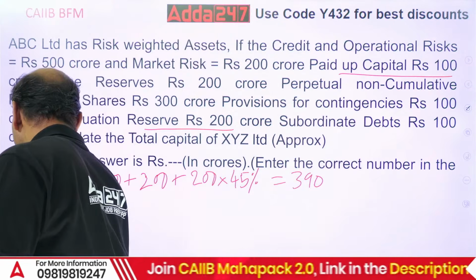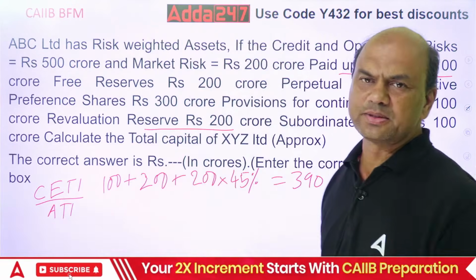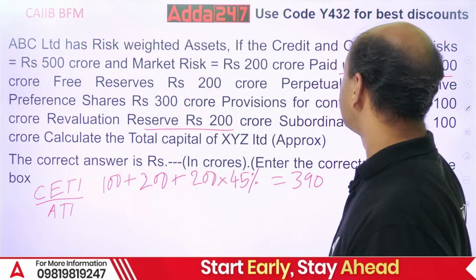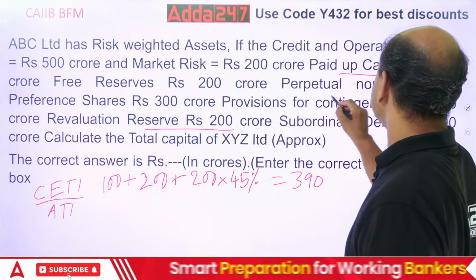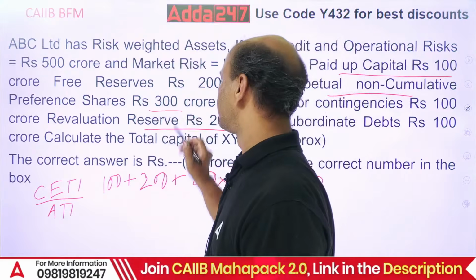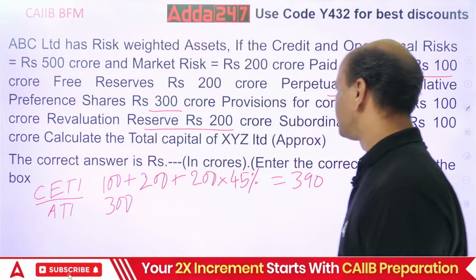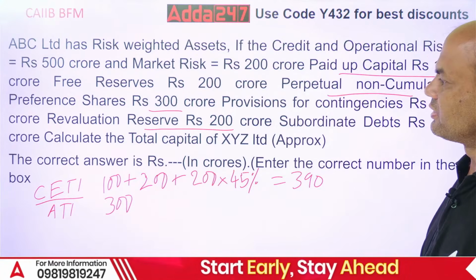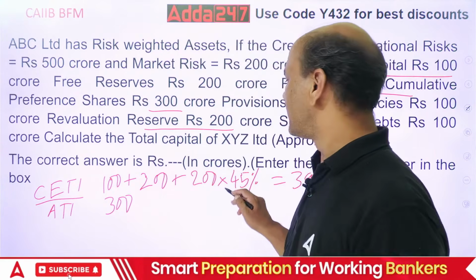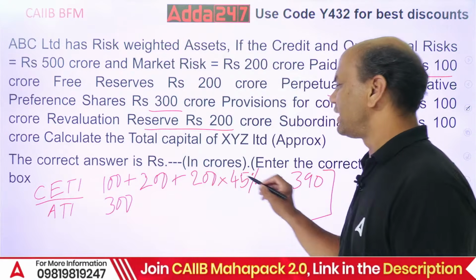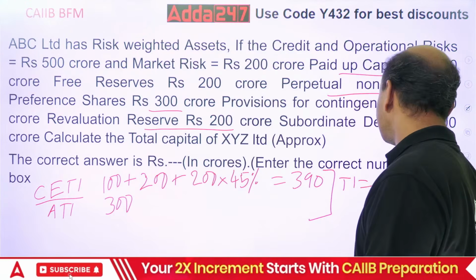Now find out AT1, additional Tier 1. AT1 will include what? PNCP and IPDI, perpetual non-cumulative preference shares and innovative perpetual debt instruments. PNCP is given, 300. So AT1 is 300 plus IPDI. Is IPDI given over here? Not given, so leave it. So AT1 is 300. So Tier 1 capital is 390 plus 300, which equals 690. This is your Tier 1.